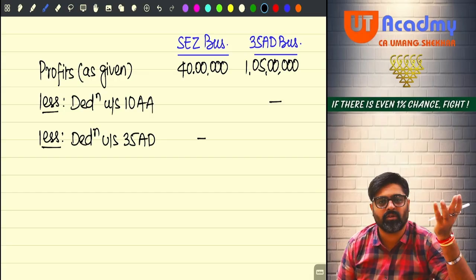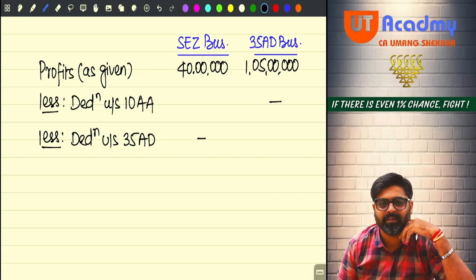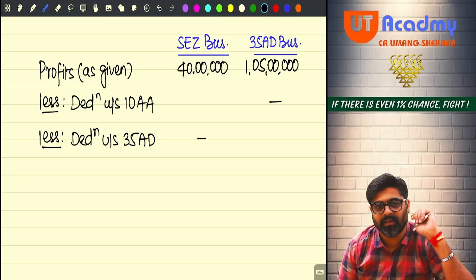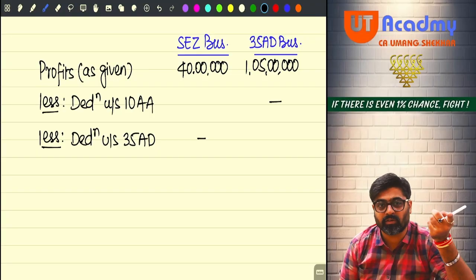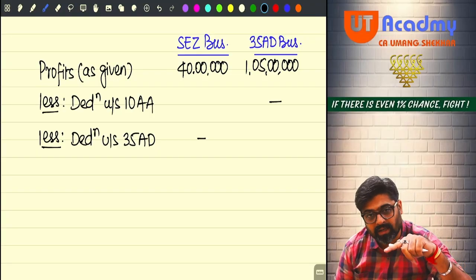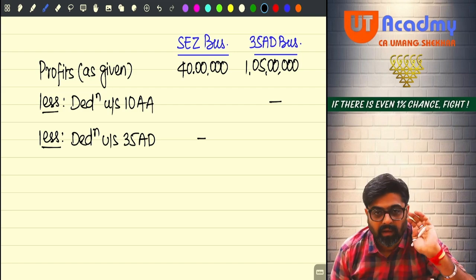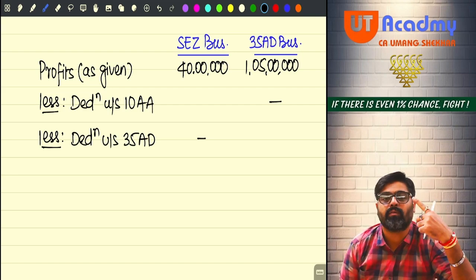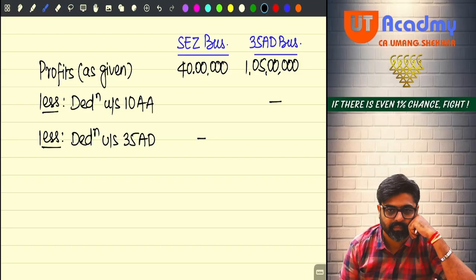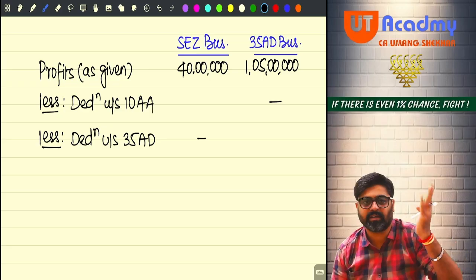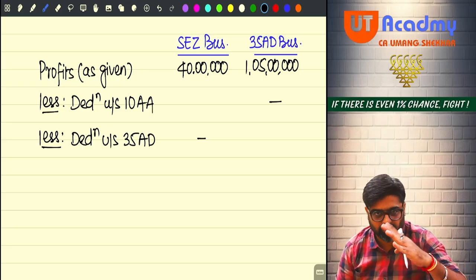Why? Because that warehousing business I did not start in SEZ. But what if I would have started that warehousing business in SEZ? Then I had a choice whether from that warehousing business I can take 10AA also, or I can take 35AD. I cannot claim both. I will have to claim only one. So from different businesses, different deductions are taken. Getting my point? So this is allowed.